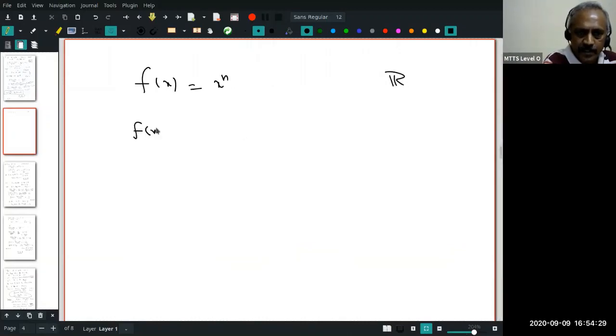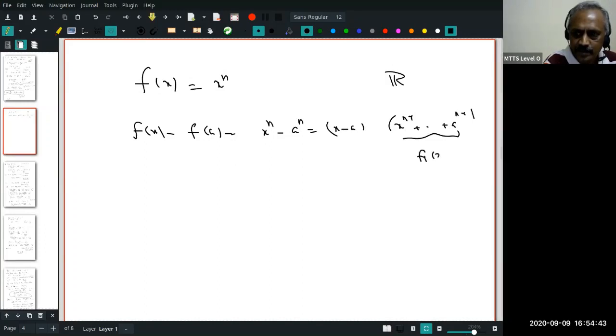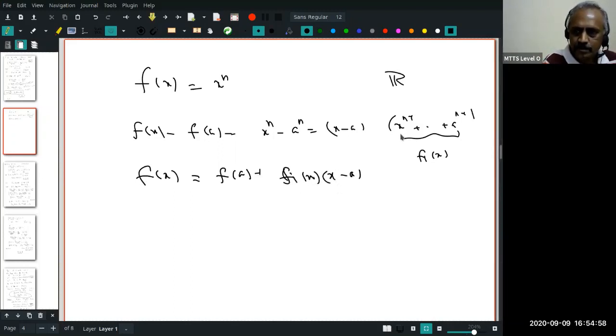So let us look at the case f of x equal to x power n on R. Then f of x minus f of a is x power n minus a power n. This I wrote as x minus a into x power n minus 1 plus a to the power n minus 1. Do you understand? This is my f1 of x. So I wrote f x equal to f a plus f1 of x into x minus a. Now this f1 is defined on all of R, and is it continuous at a? Yes, it's a polynomial in x, therefore it's continuous at a.